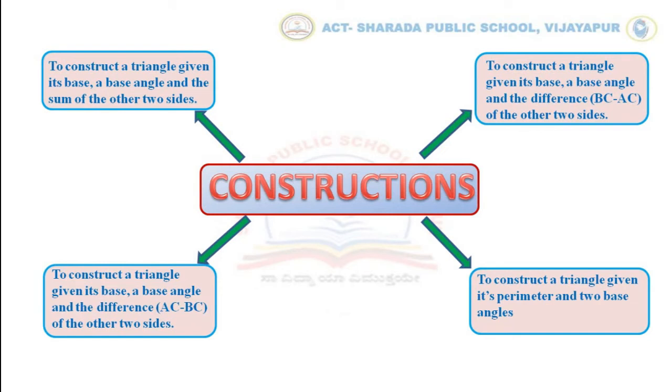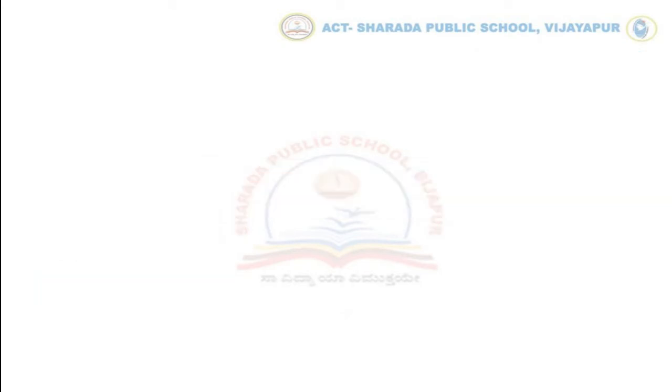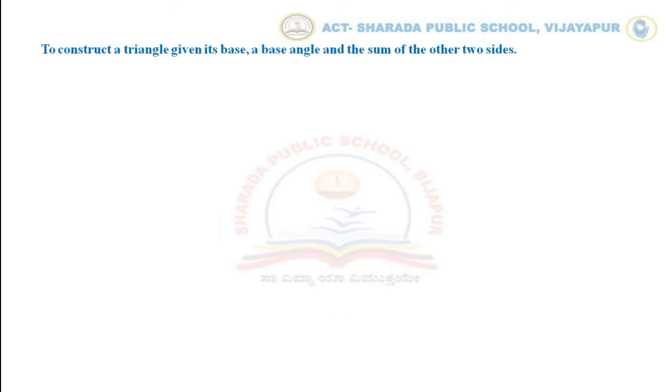Now we will discuss the first construction, to construct a triangle given its base, angle and the sum of the other two sides. We'll revise this by taking an example. Construct a triangle ABC where AB is equal to 8 cm, angle A is equal to 60 degrees and AC plus BC is equal to 12 cm.